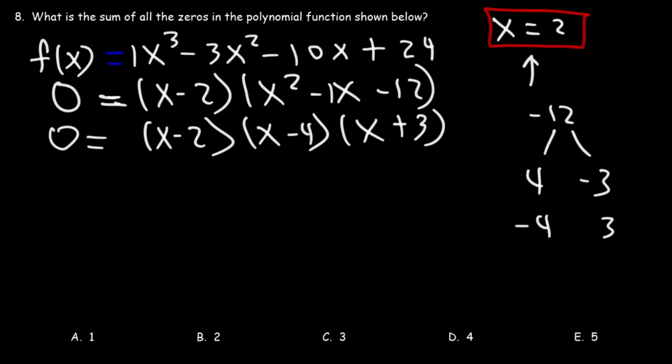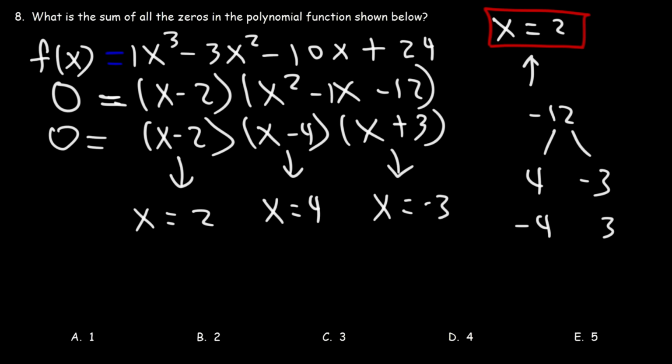So now we can see all the zeros that we have. If you set x minus 2 equal to 0, you'll get x is equal to 2. If you set x minus 4 equal to 0 and solve for x, you'll get x is equal to 4. And for this one, negative 3. Now, our goal is to find the sum of all the zeros. So what is the sum of 2, 4, and negative 3?